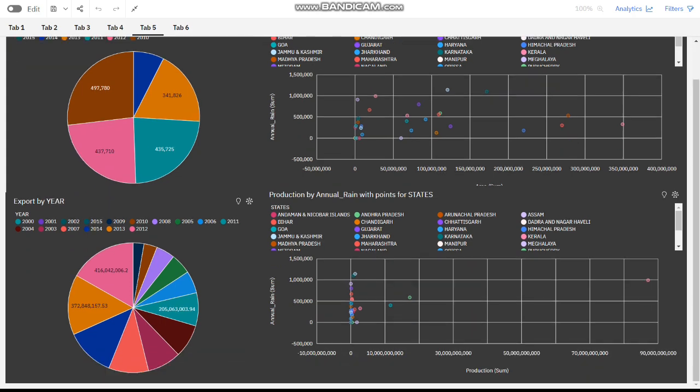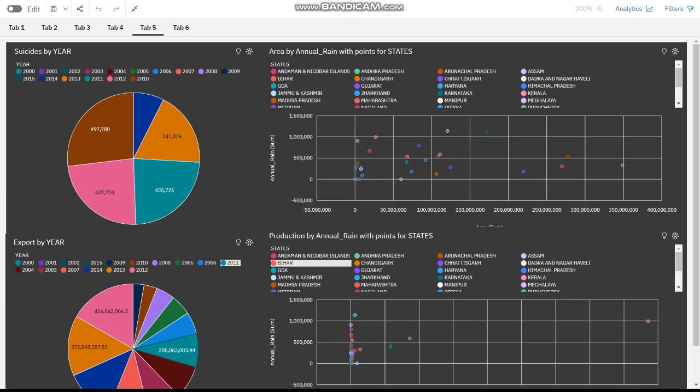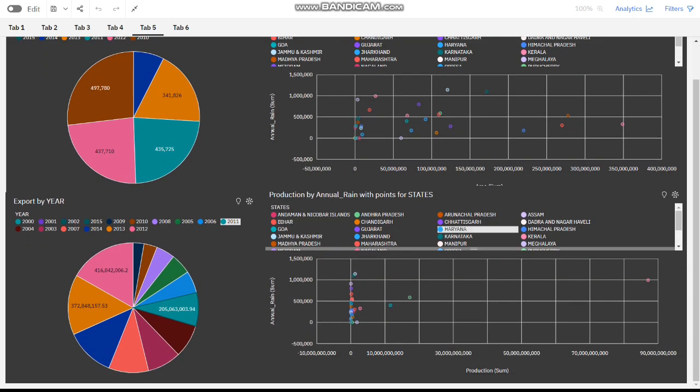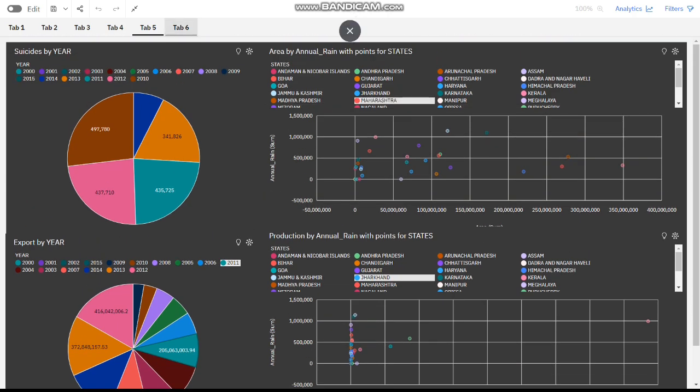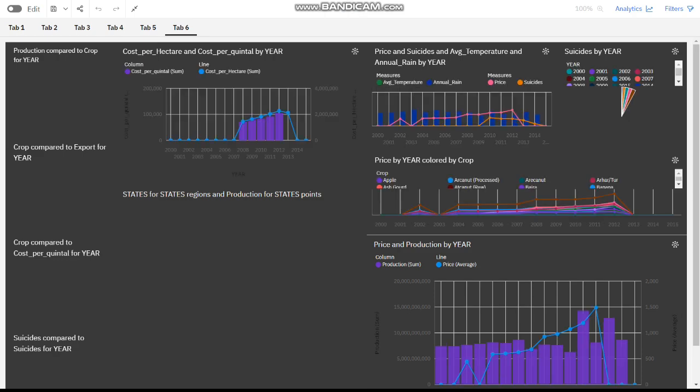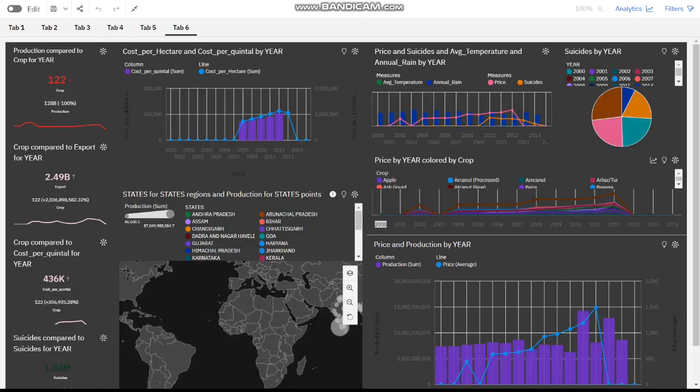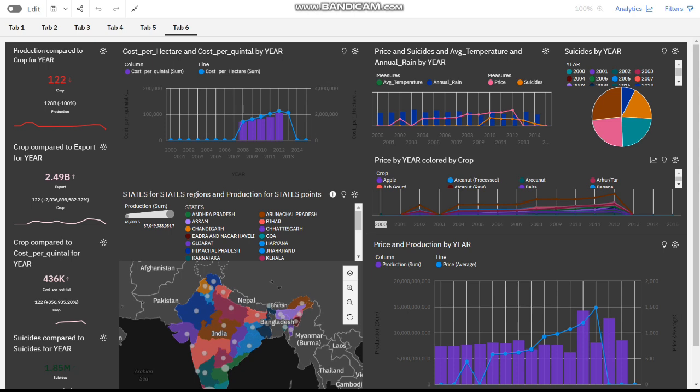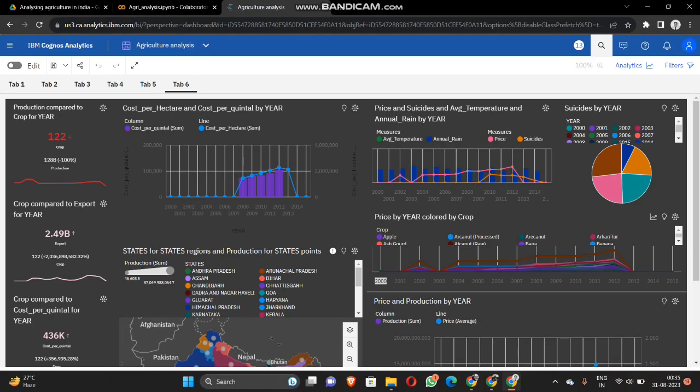Below is our export by year pie diagram, and after that there is a scatter plot of area by annual rain with points of states, and production, showing how annual rains were affecting the production of each state. The last graph is our advanced dashboard where I have added all the tabs so we can analyze it easily. So thank you.